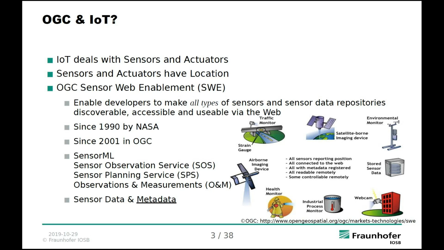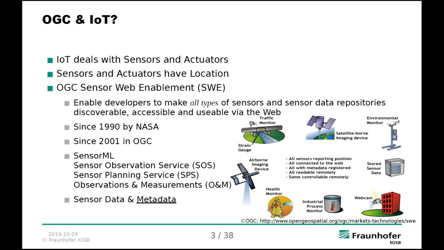And there's a project or a set of standards that was developed by the OGC, which is called Sensor Web Enablement. The objective is to enable developers to make all types of sensors accessible and usable via the web. And this started in the 1990s by NASA, and since 2001, the work is done in the context of OGC, and many meaningful standards were created.